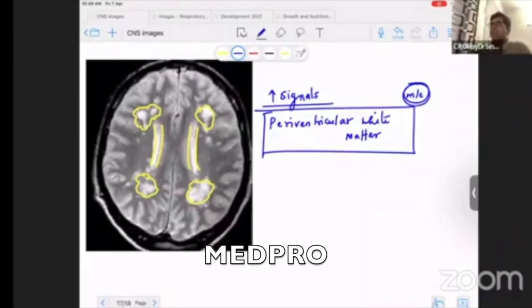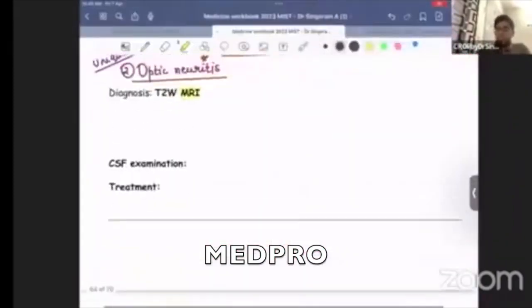Again, purely for your academic purpose, you can do something called CSF analysis. I told you this is purely for academic purposes. Nobody is going to do CSF analysis for multiple sclerosis. Only for your MCQs, I'm just trying to tell you.